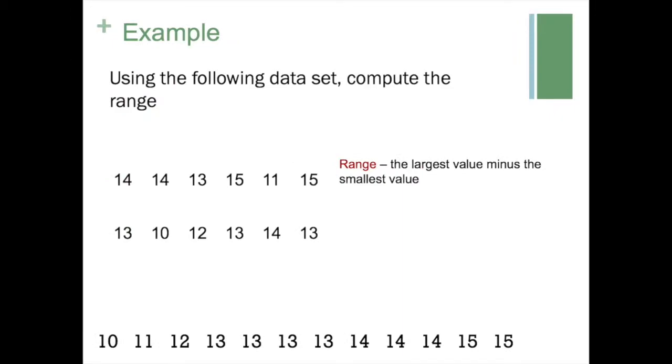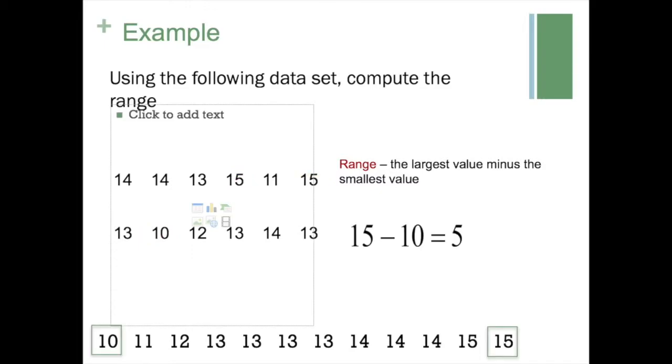All right, so for this given example with the data set, we are going to compute the range. So we're going to identify the largest value and subtract the smallest value. The largest value here is 15, and the smallest value is 10. So we simply subtract one from the other, and we get 5 as the range for this data set. So a very straightforward computation figuring out the range.